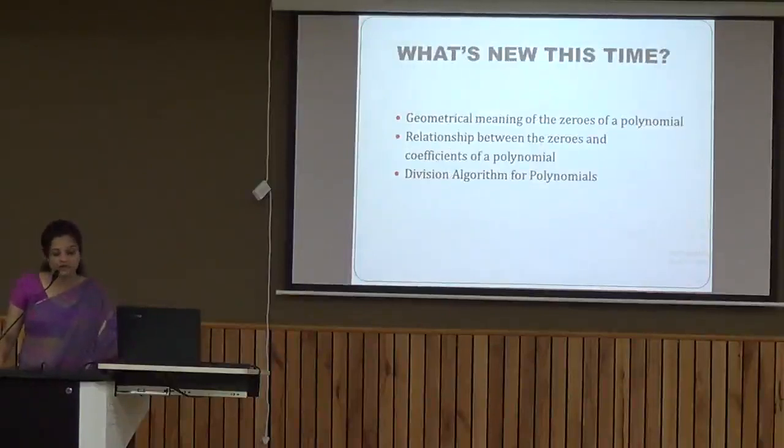Now what's new this time? There are 3 things that we're going to study, children. Geometrical meaning of zeros of a polynomial, relationship between the zeros and the coefficients, and finally division algorithm. Now this division algorithm is quite simplistic in the sense that we've done this before in the previous classes and we're going to do more of application.